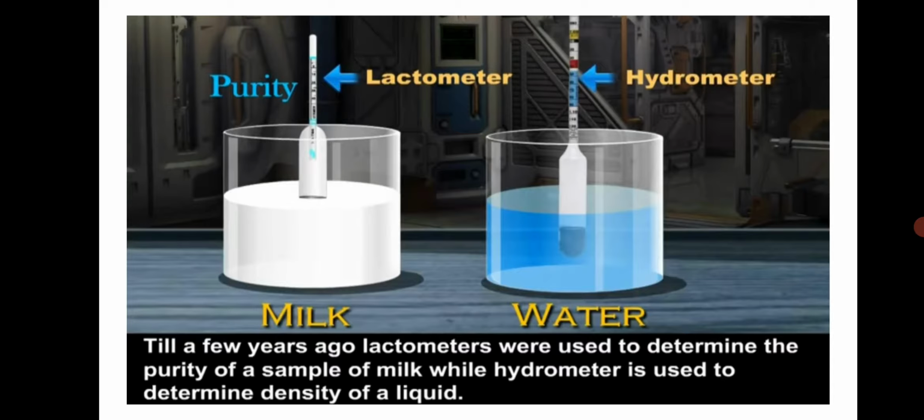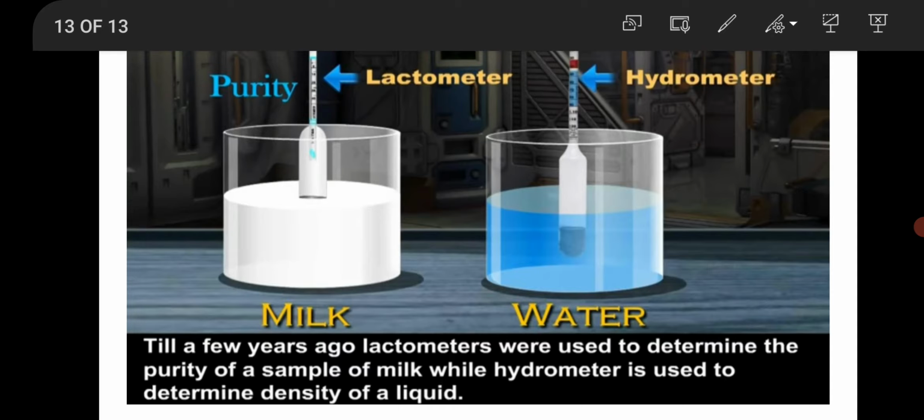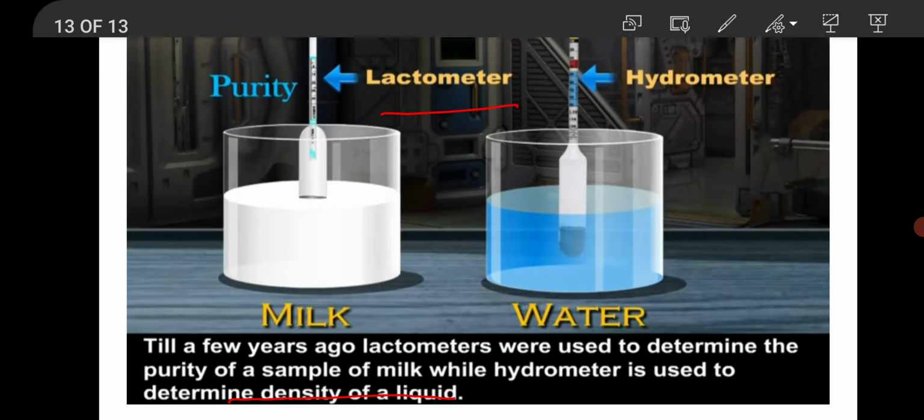This principle is also used in lactometers and hydrometer. Lactometers are used to determine the purity of the sample of the milk and hydrometer is used to determine the density of a liquid. तो इन दोनों चीज़ों में भी Archimedes principle यूज़ होता है.